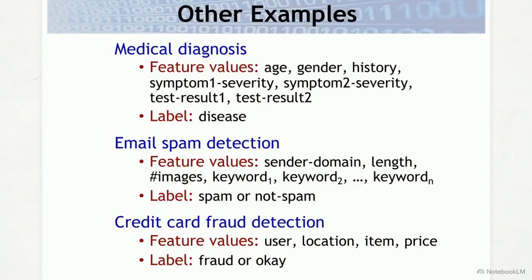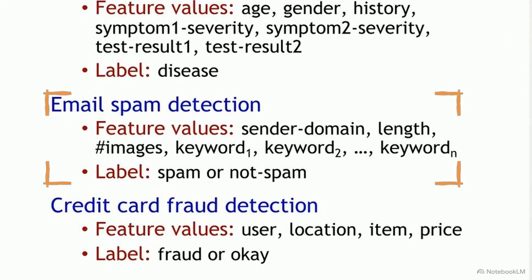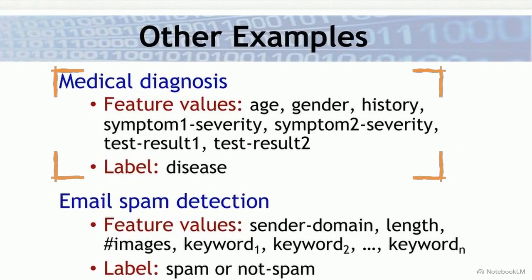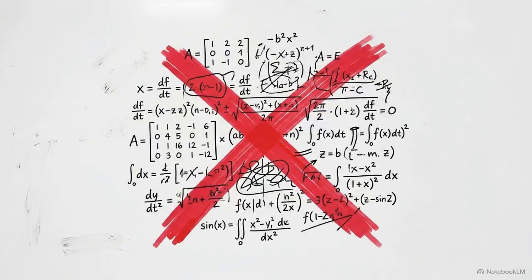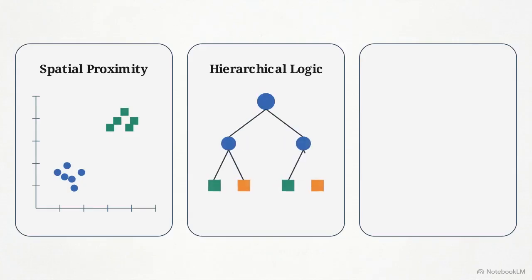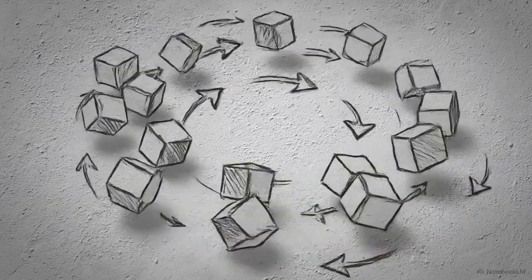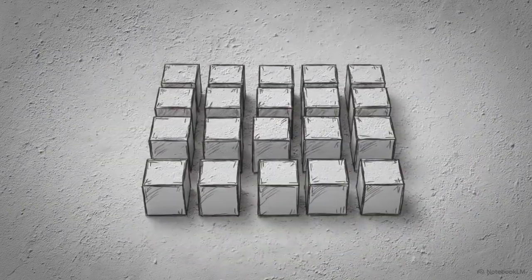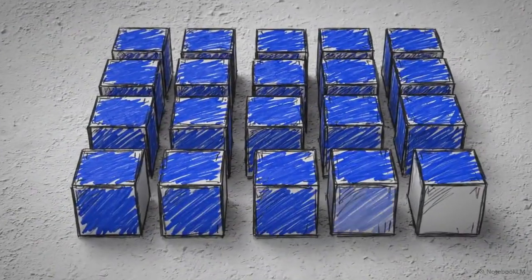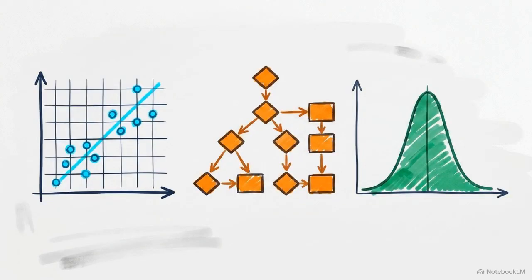This list shows how multiple features combine to define a single label. For example, an email filter analyzes keywords to assign a label of spam or not spam. A medical model uses age and history to assign a disease label. There is no single equation for mapping these features to labels. Instead, algorithms generally rely on three distinct mathematical frameworks: spatial proximity, hierarchical logic, and probability. To turn raw data into a category, a model must adopt a structure that matches how that data is organized. We can see how this works by looking at each framework individually.